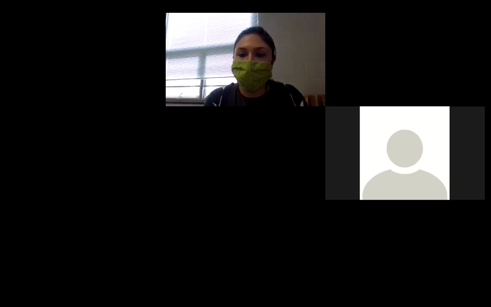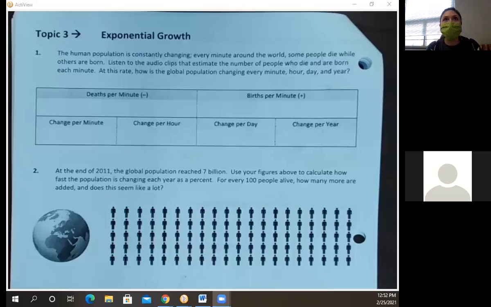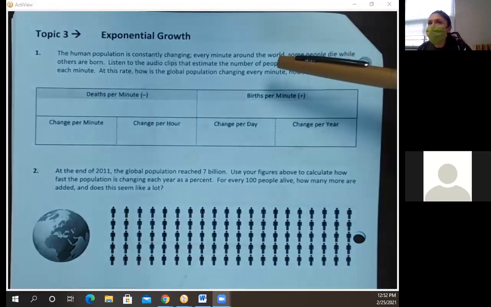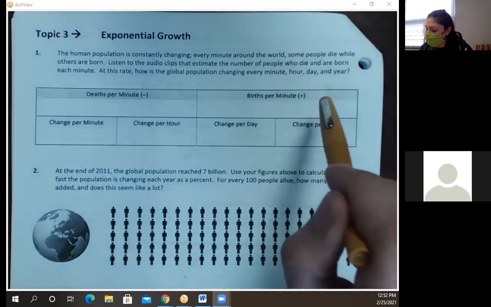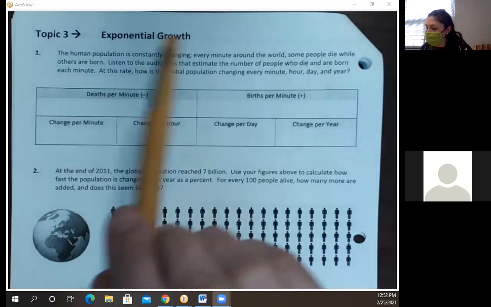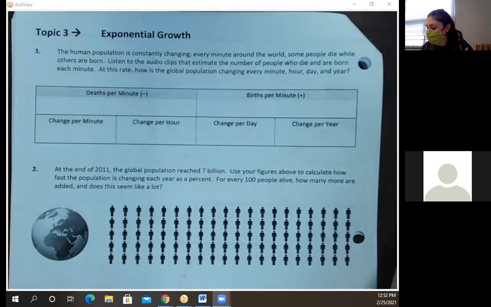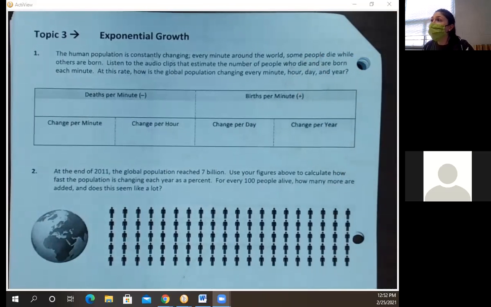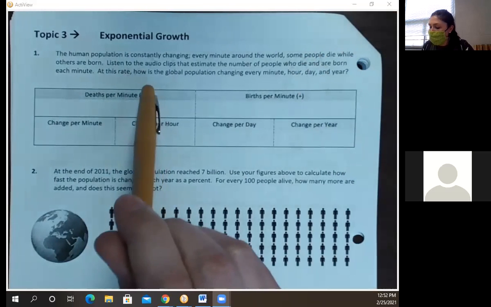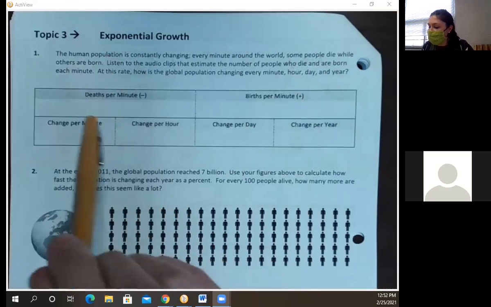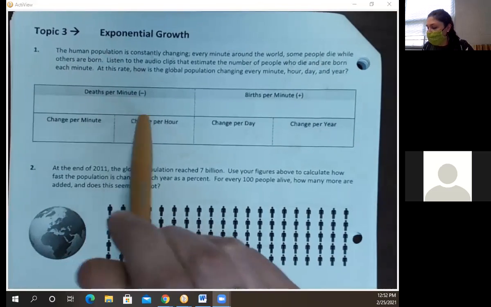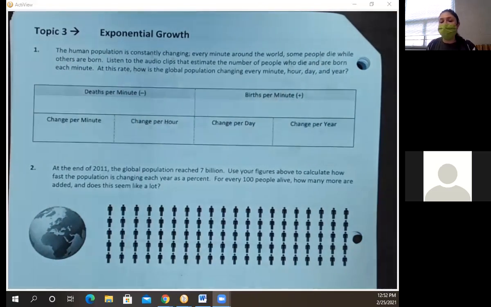So we are on page 12 today. And we're going to start by talking about the world population. So at the top of page 12, we've got a little table here where we're going to take a look at a population calculator. And we're going to look at, over the course of a minute, how does our death total change and how does our birth total change?